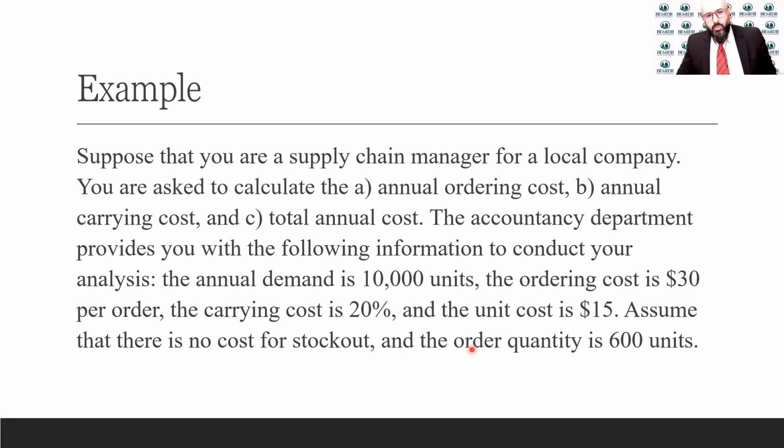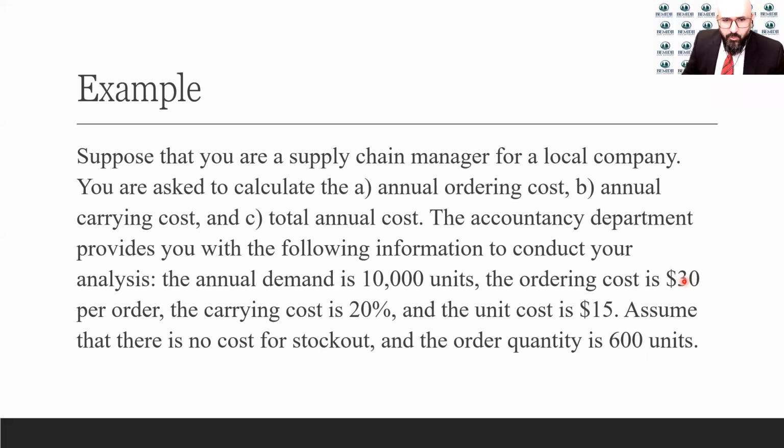So now what we need to do is take all this information and put it together. We are looking for the annual demand and the order quantity. The annual demand is 10,000. I hope you have a paper and pencil and you're writing these down because we're going to use them in these equations. So we need the annual demand, which is 10,000. Please write that down. And then we need the order quantity, which is given to us as 600 units. And then we need the ordering cost per one order, which is $30.